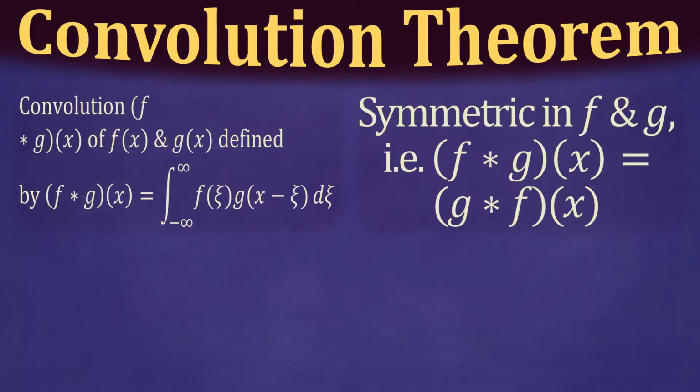Note that this is symmetric in f and g, i.e. f convolute g of x is equal to g convolute f of x.